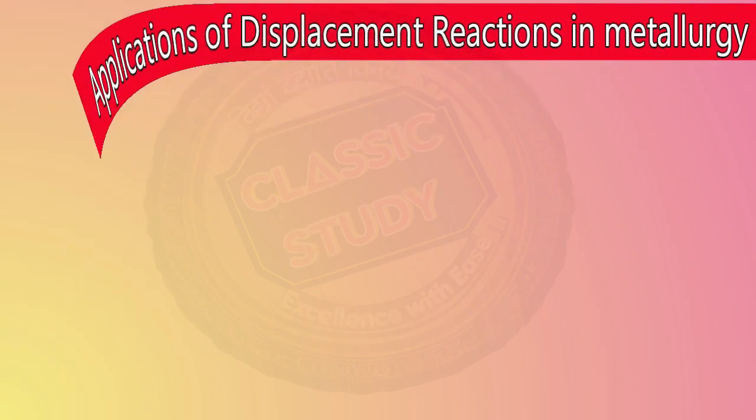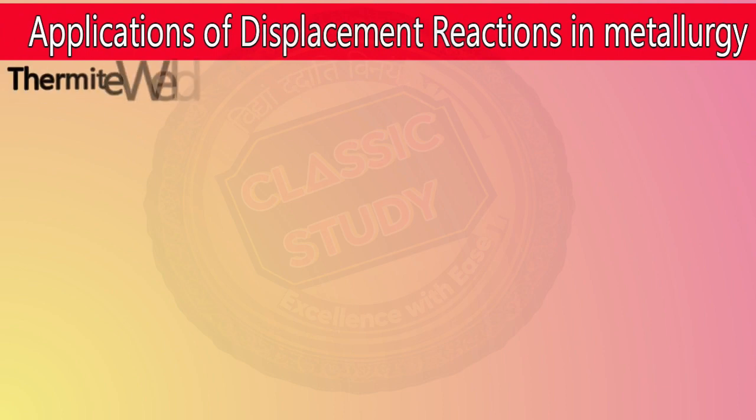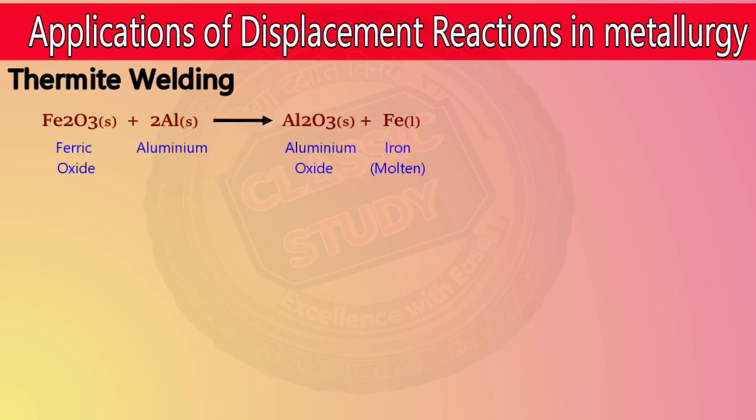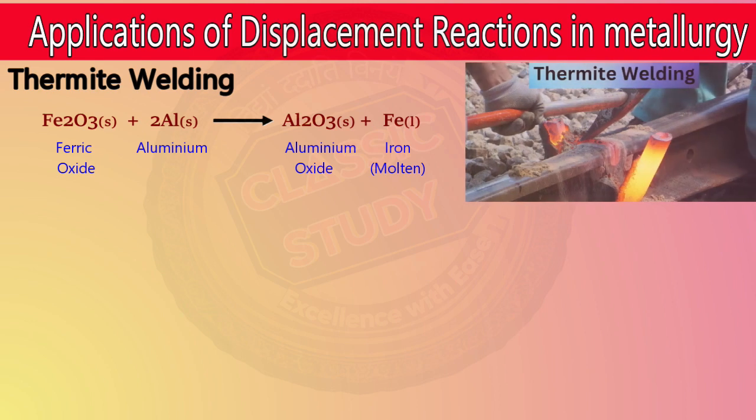Application of displacement reaction in metallurgy. We can find displacement reaction very useful in thermite welding, where ferric oxide Fe2O3 combines with aluminium in presence of a lot of heat, gives aluminium oxide Al2O3 plus molten iron, which is used for welding.